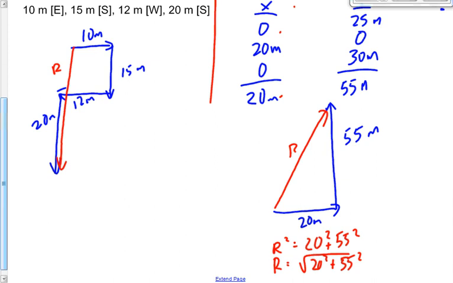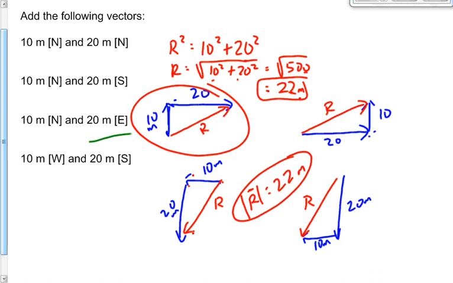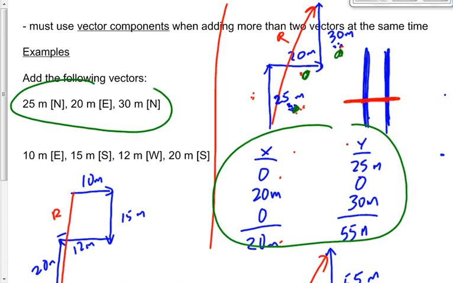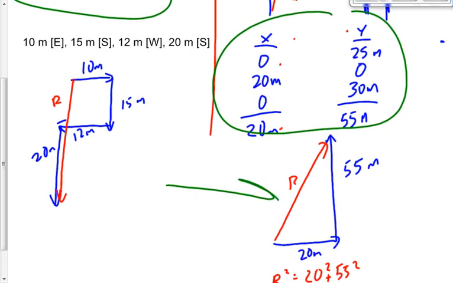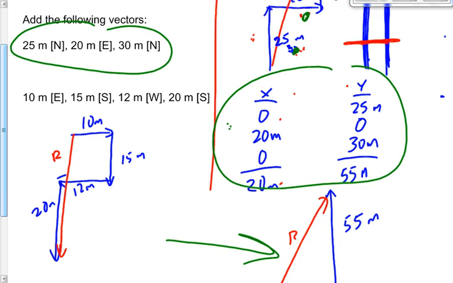So what's the difference between this question that we just did and this question right here? This stuff is the difference. In the last page, we went straight from the question to the right angle triangle. In this question, we had to go through this process first, the x's and the y's. Does that make sense? Okay.